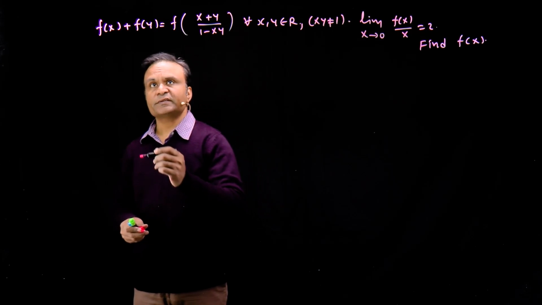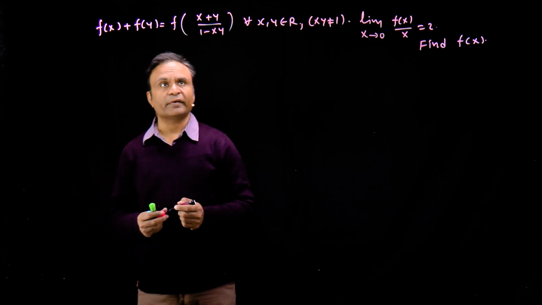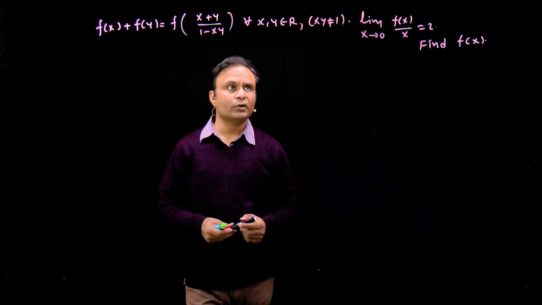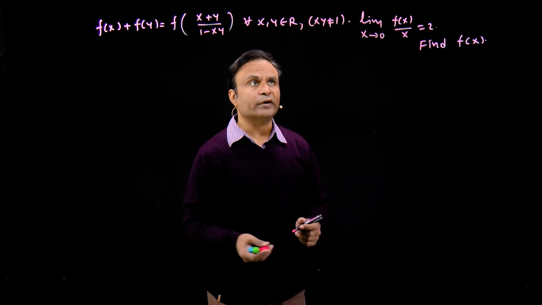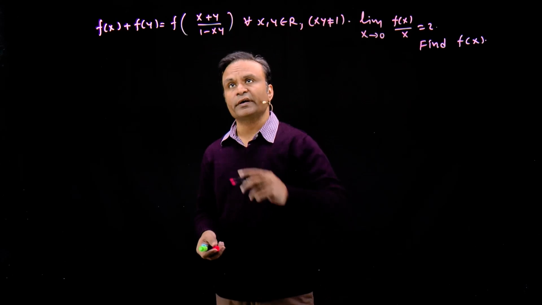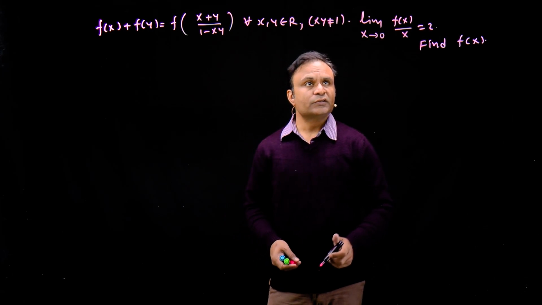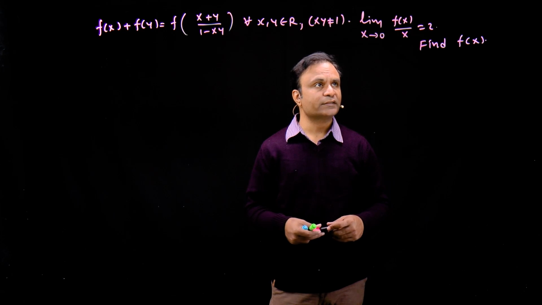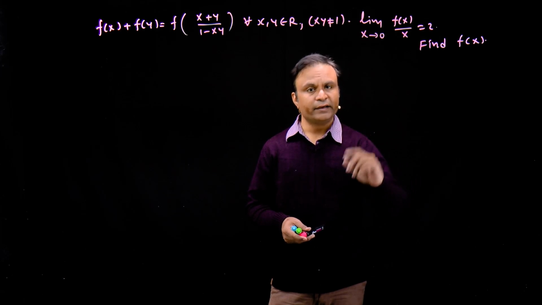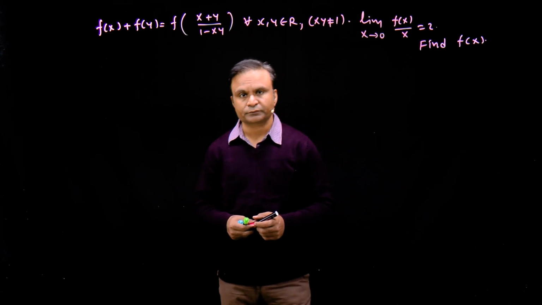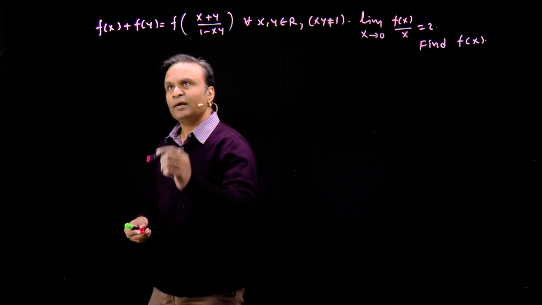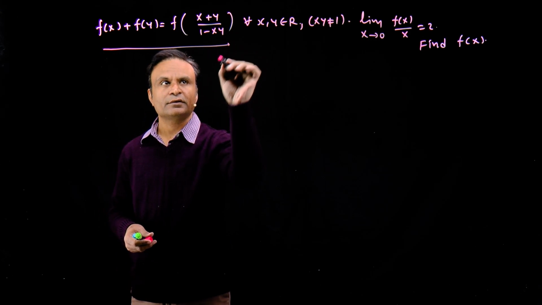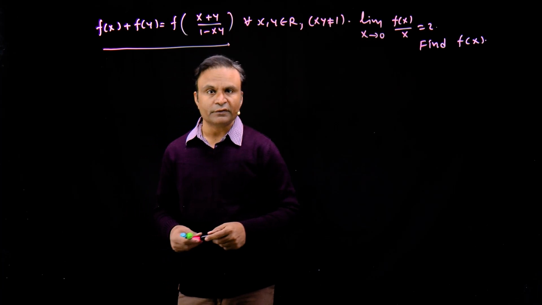f of x plus f of y is equal to f of x plus y upon 1 minus xy for all x, y belonging to R and xy not equal to 1. Certainly here xy can't be 1. Also limit x tends to 0 of f x upon x is equal to 2. Find the function f x. Now this is a known functional equation. Okay, any guess for the function?